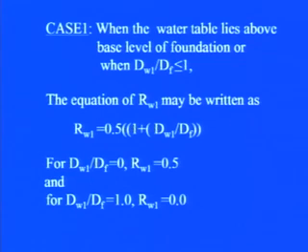then R_w1 equals 0.5. But if this ratio is equal to 1, meaning the depth of the water table above the foundation level is at the level of the foundation itself, then R_w1 becomes equal to 0. Now, this can be made clear by this particular figure.